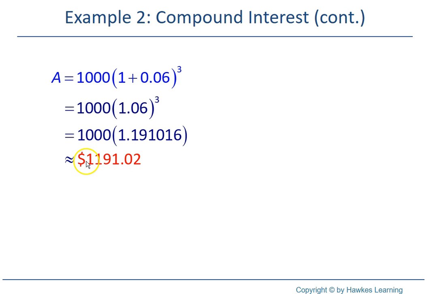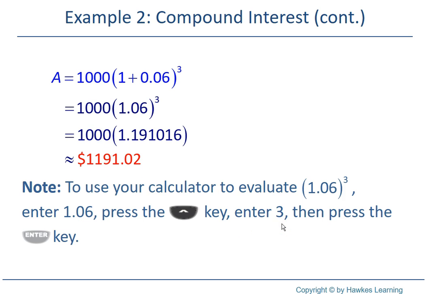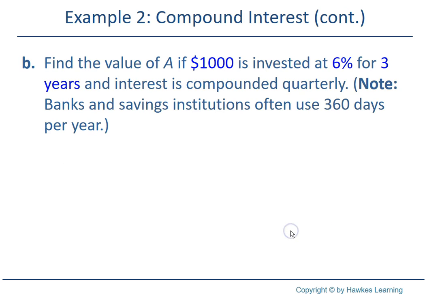Now, how much interest is here? Well, remember, you started with $1,000. So the interest after 3 years is going to be $191.02. You just subtract 1,000 from that. And they're showing you on the calculator here.